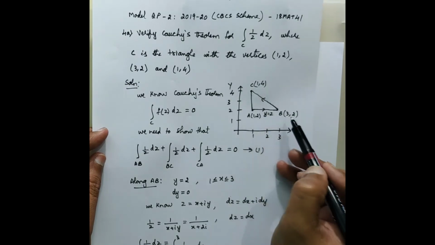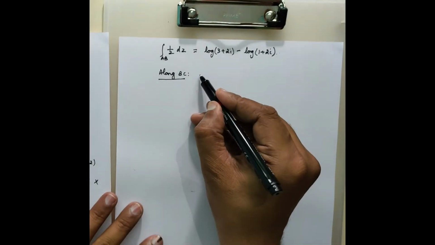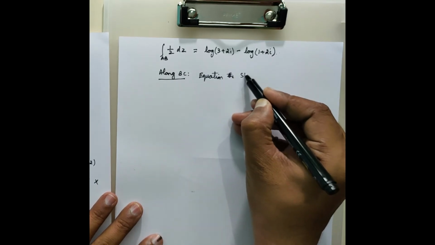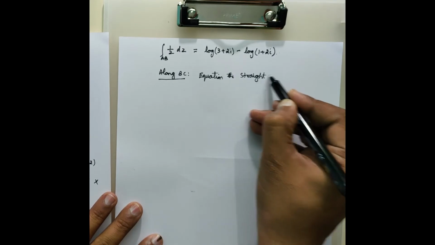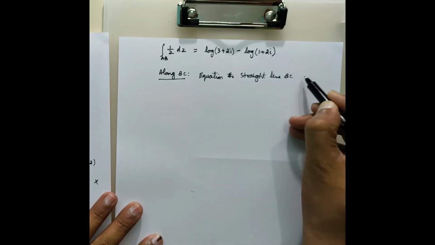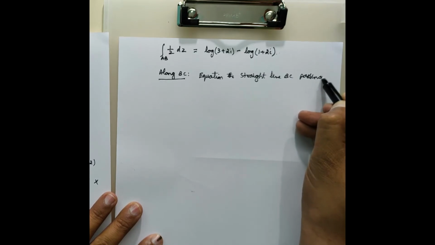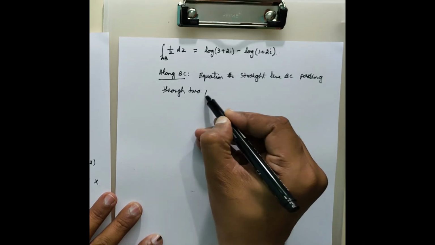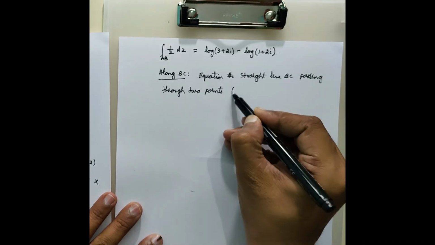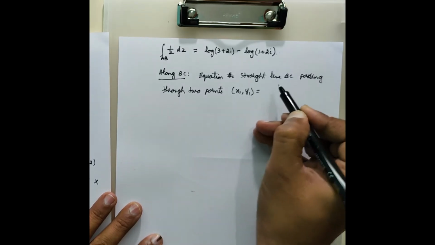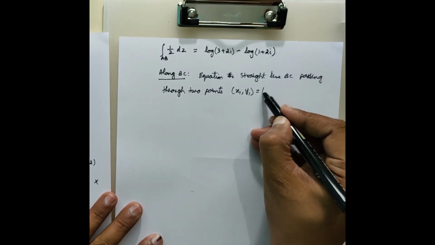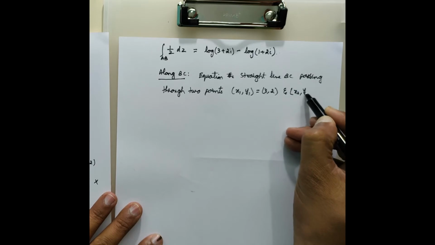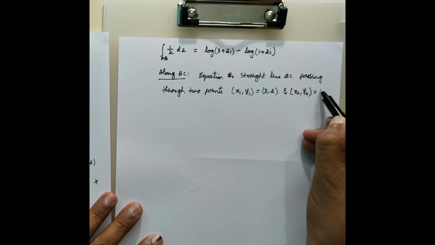So we'll try to find out the equation of the straight line BC passing through 2 points. The 2 points over here are x1 comma y1, the first point, which is 3 comma 2, and x2 comma y2, the second point, C, which is 1 comma 4.